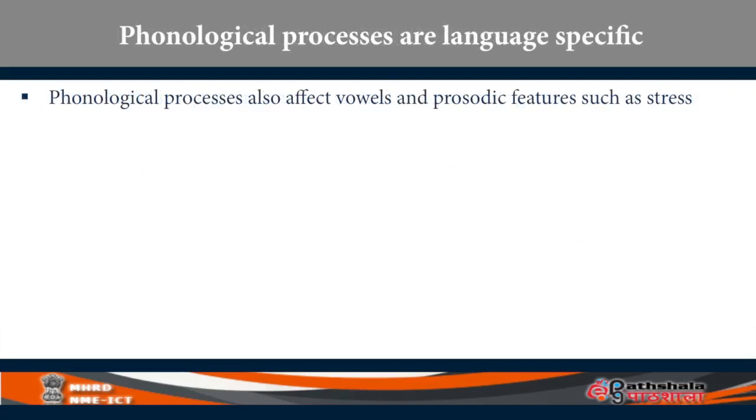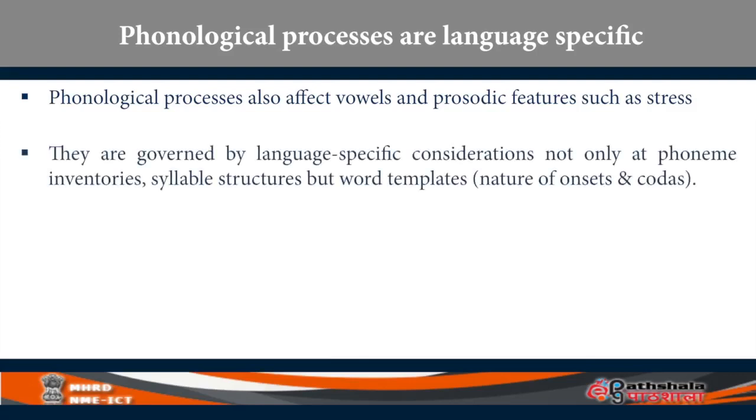Note that till now most of the examples I have given focus on consonants, but phonological processes can also involve vowels. They can also involve prosodic features like stress. They are governed by language specific considerations, not only in terms of phoneme inventories, but also syllable structures and word templates. That is what I just explained to you, what kind of consonant clusters are allowed in a language. Chinese, Japanese, you can't have clusters, they don't allow.